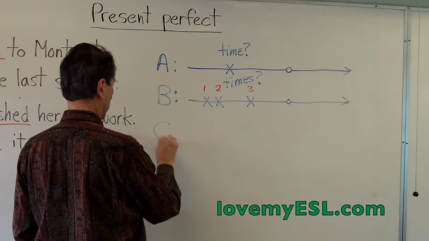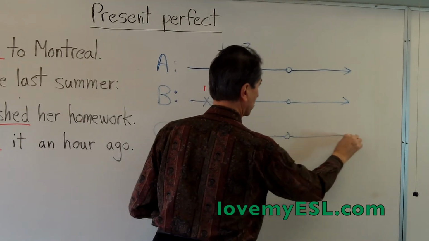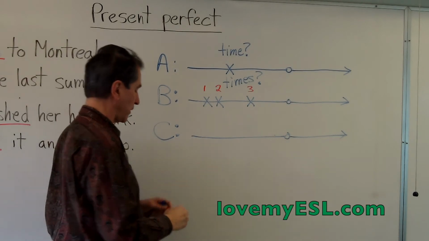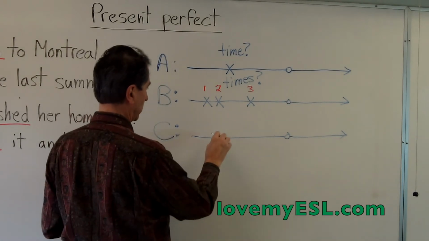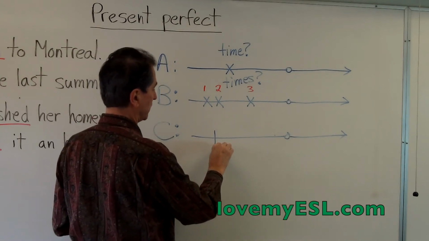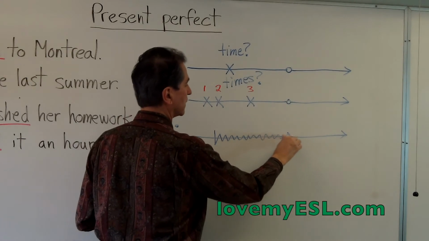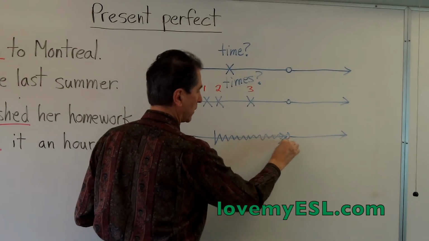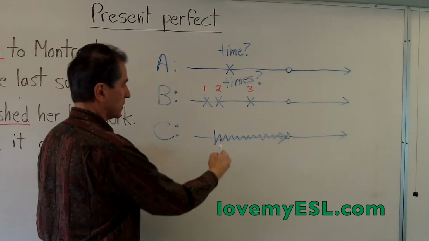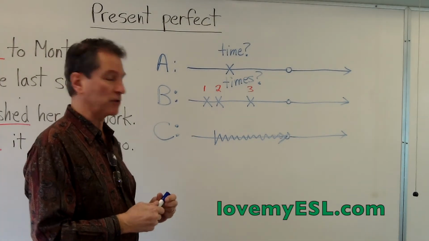The third use, I'll call this C, and there's our timeline, and this is the one that most students learn about the present perfect. It is something that starts in the past. I'll start it right here. So maybe I moved to Vancouver in 2006, and I've been living here all the way until now. So this arrow comes all the way to the little 0 there, which is now. So when something starts in the past and it continues to now, then you also use the present perfect.